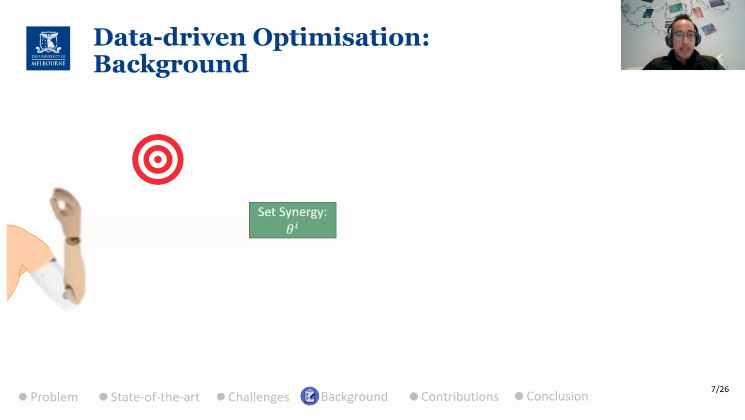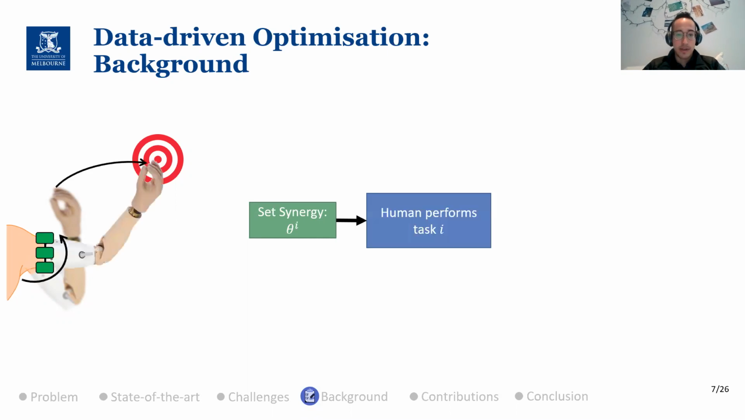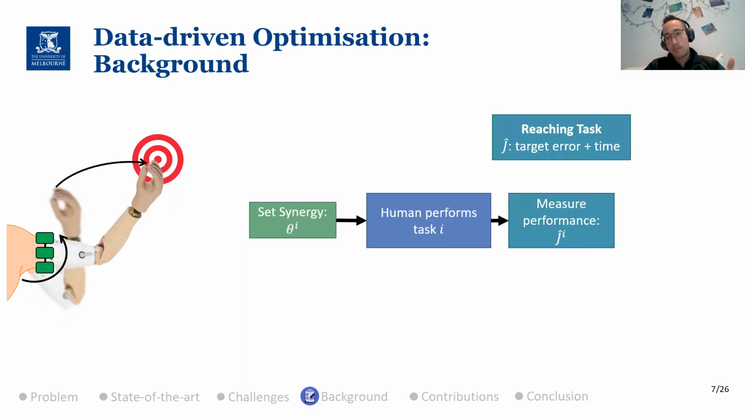Okay, so let's get into the whole idea of using data-driven optimization to do this personalization of the interface. The idea is that we get the person to repeat a task, like reaching to a target, and then we measure their performance doing that task. For instance, for half of the talk I'll mostly use target error plus completion time as a measure of performance, but you could have some other measure of performance for that task.